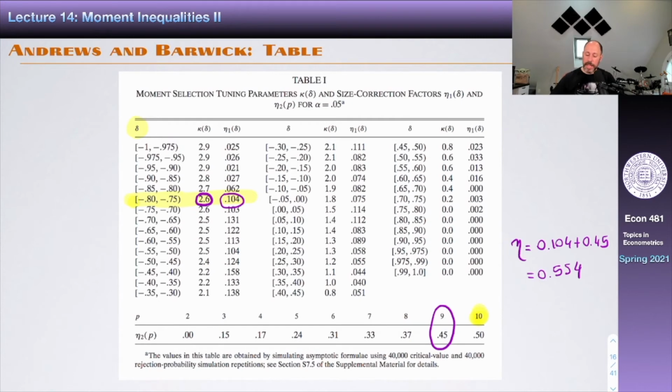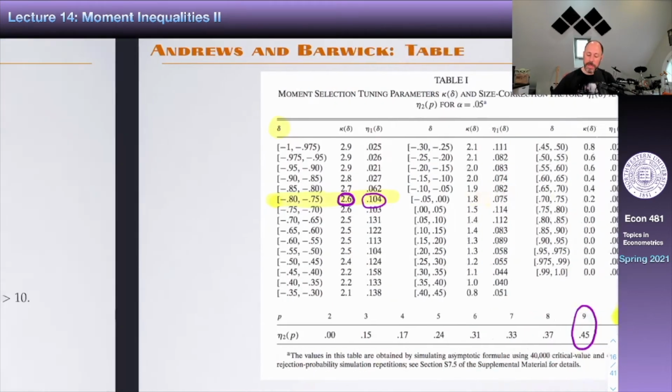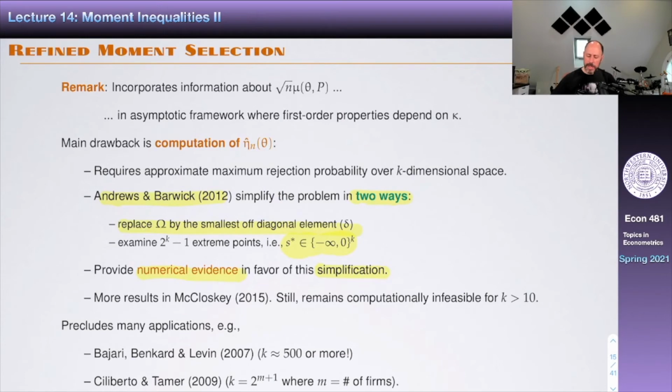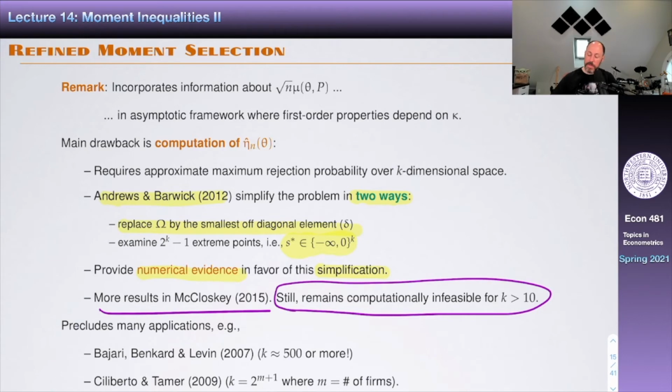But in reality, even though this paper was published in Econometrica, and it was later studied by Adam McCloskey, who derived more results about this, it's computationally infeasible for having more than 10 moments. And you say, well, is 10 moments too big? Here I have two papers that are applied on this, and then you have one that has about 500 moments, and then you have the usual Ciliberto-Tamer, which is 2 to the number of firms plus 1, that typically goes above 10 very easily.